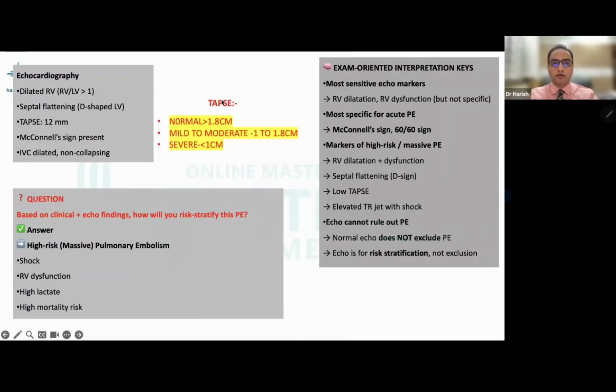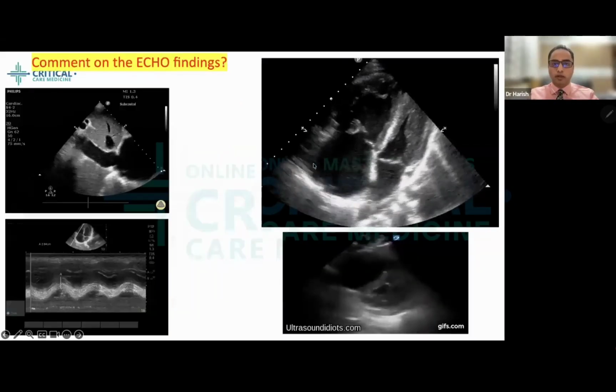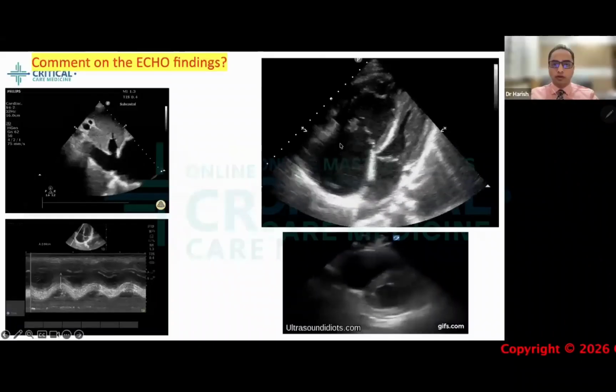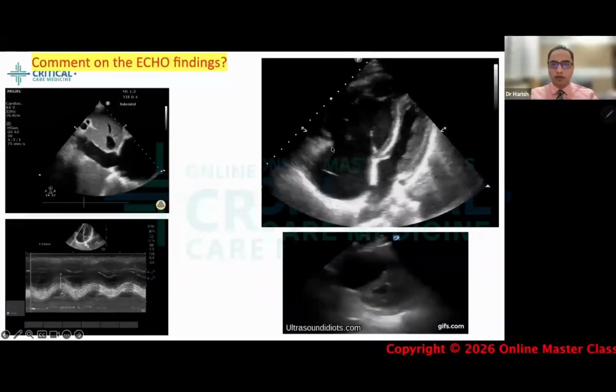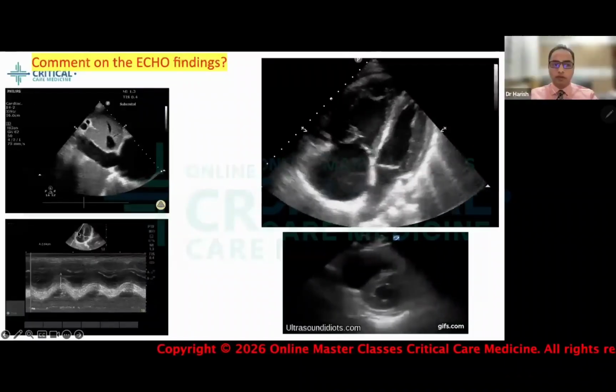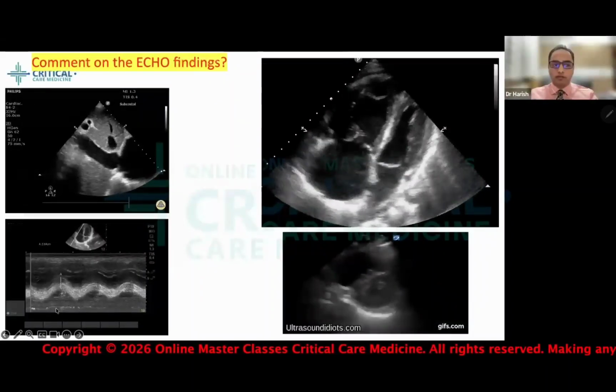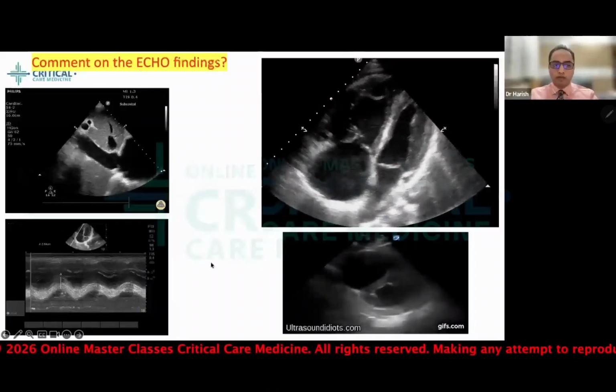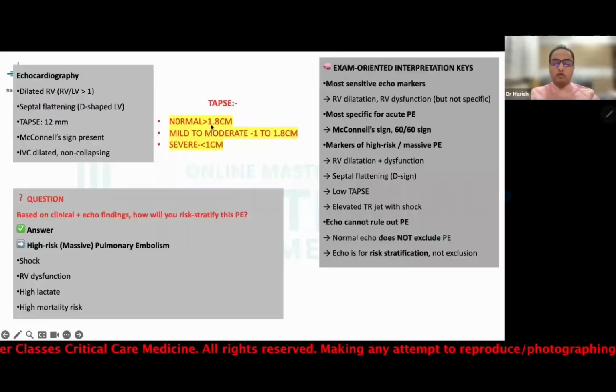So tricuspid annular plane systolic excursion, TAPSE. So if you put your M mode across the tricuspid annulus somewhere here, this gives the TAPSE. So this is where you put the M mode while monitoring the TAPSE. Then if you measure the TAPSE, normal should be more than 1.8 centimeter. Mild to moderate RV dysfunction is 1 to 1.8 centimeter. Severe if the value is less than 1 centimeter. It tells about the RV dysfunction.